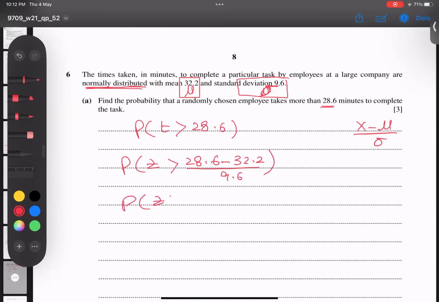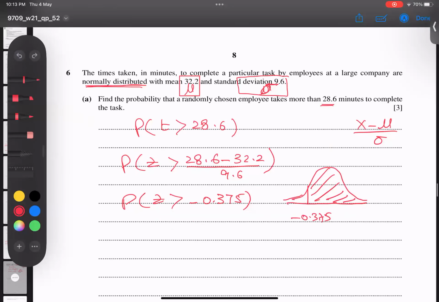Now I'm going to type this in the calculator: 28.6 minus 32.2, divided by 9.6. This comes out negative, 0.375. And I have said many times, the best technique is to draw a bell shape. Is this negative on the right side or the left side? Left side. So how to read this? Z bigger than: is that the right area or the left area? The right area. But negative values are not in the table.